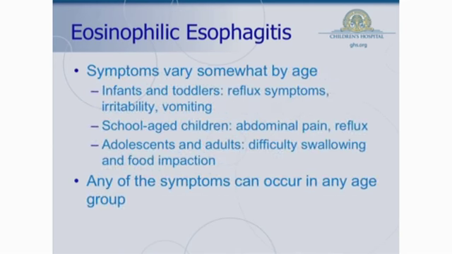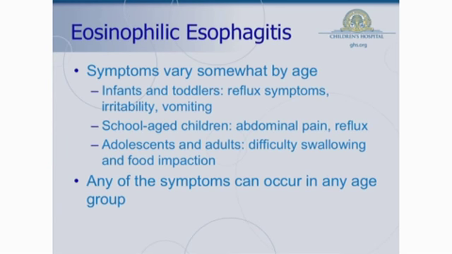The symptoms vary a little bit by age. Infants and younger kids, so toddlers, tend to have more reflux symptoms and some irritability and vomiting. As these kids get older, they may complain more often of abdominal pain as a component of that. Might just be that they're able to complain of abdominal pain as they get older, as opposed to an infant or toddler who may not be able to verbalize it. They also tend to have ongoing reflux symptoms and vomiting as well.